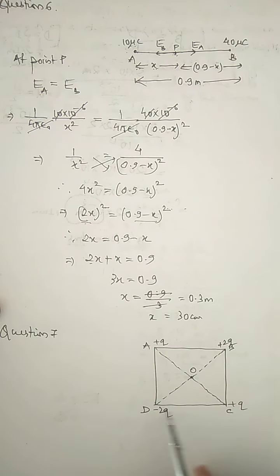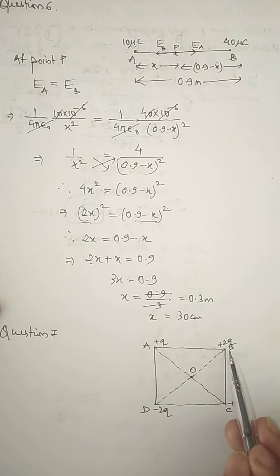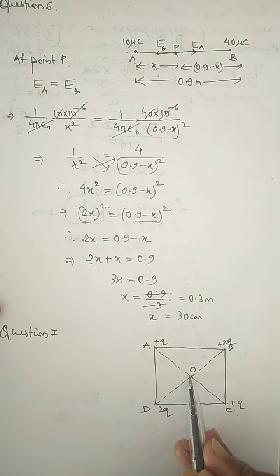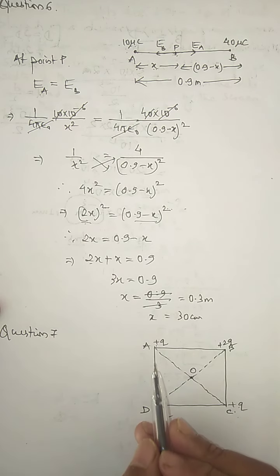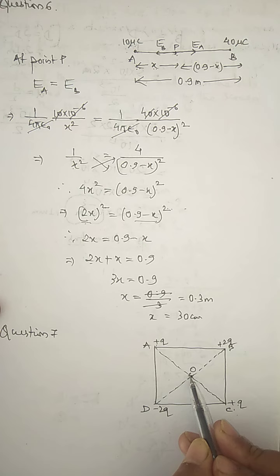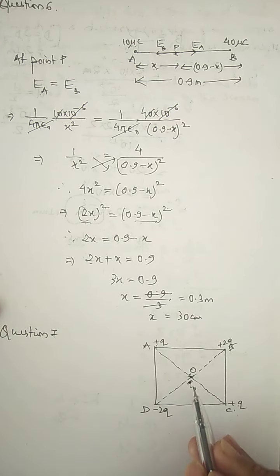So A, B, C, D are the 4 corners of the square where the charge at A is plus Q, charge at B is plus 2Q, C is plus Q, and D is minus 2Q. Now just look at these 2 charges which are placed on the diagonal of the square. Plus Q charge, plus Q charge. This is the center point. If you measure the force, if you place a certain charge there, say a test charge, so basically we have to keep what charge? Test charge. And a test charge is always a positive charge.